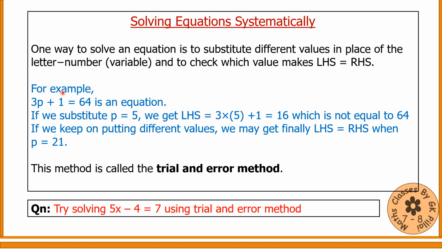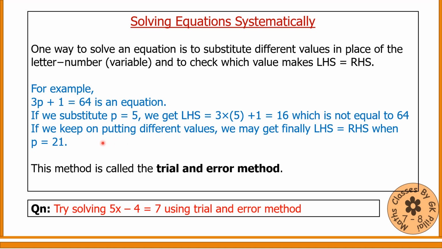There is an example given here: 3p plus 1 equal to 64. This is an equation and you have to get the value of the unknown p. According to the trial and error method, we have to substitute different values in the place of p and see whether the LHS becomes equal to RHS. First, let us substitute p equal to 5. 3 into 5 plus 1 will be 16. You keep on putting different values so that the LHS equals RHS.